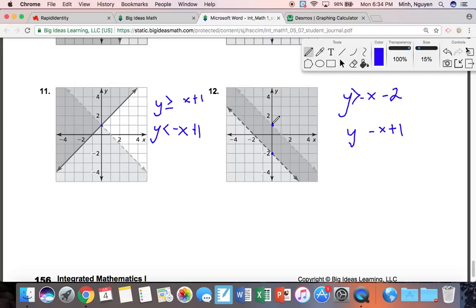And what's the overlap here? Oh. Okay, this one must be less than, because this is the overlap. This area is the overlap. This is part of shading.